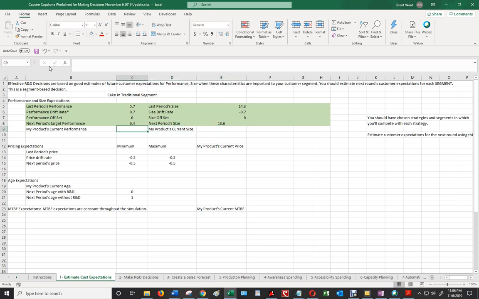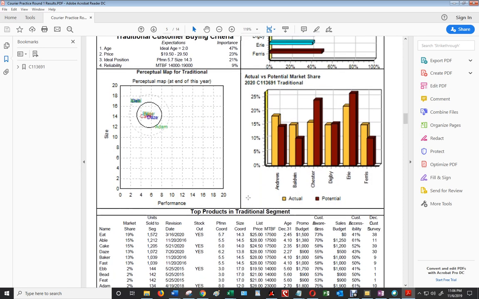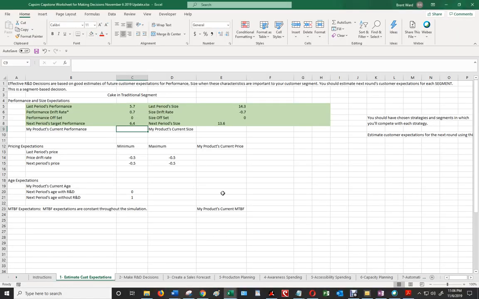Okay? And now what we do is we look into the Courier report and we see what our product cake's actual performance and size is now. Cake is 5 and 14. So I go into the spreadsheet and I type 5 and 14. Okay, so let's compare all this here, and I'm going to just center this so it looks nice. We can see that we need to R&D our product cake so that it is up to 6.4, and we want to make the size a little bit smaller as well.